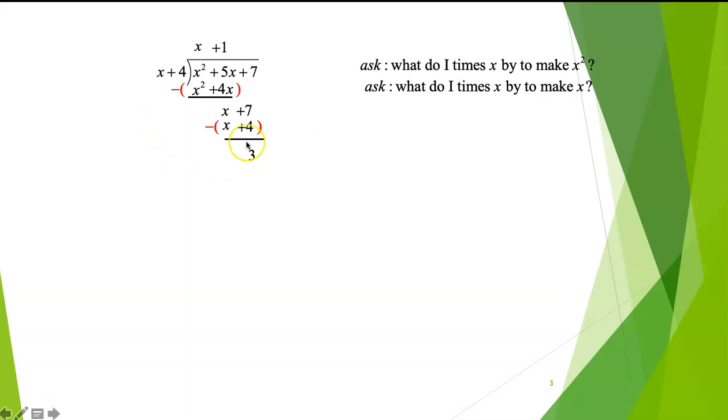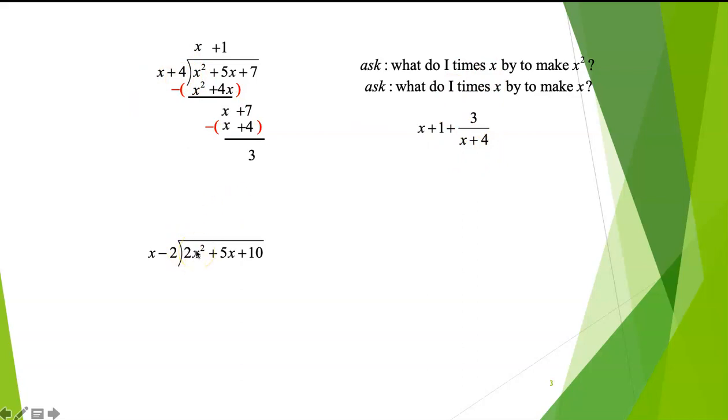This 3 must be our remainder, because no matter what I multiply the 3 by, an x term would appear again, and that's not the point. You don't want to get rid of all the x's. That's why the 3 is the remainder. So your final answer is written as x plus 1 plus 3 over the divisor. That's your remainder divided by whatever factor you divided by.